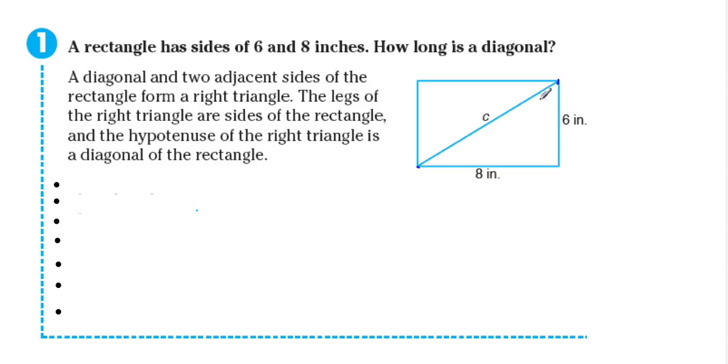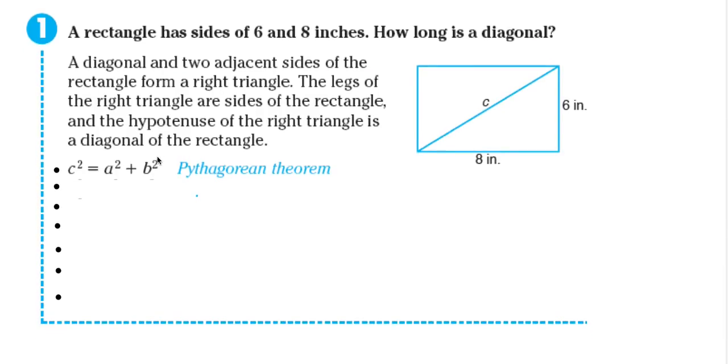And you know the definition for a diagonal. A diagonal is a line that connects two non-adjacent points in a polygon. So this is your diagonal and it becomes your C or your hypotenuse. The longest side of your right triangle is always the hypotenuse. So the legs of a right triangle are sides of the rectangle, and the hypotenuse of the right triangle is the diagonal of the rectangle.